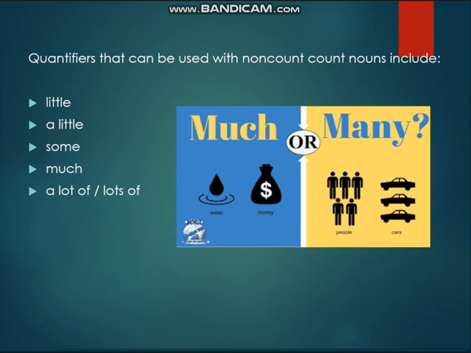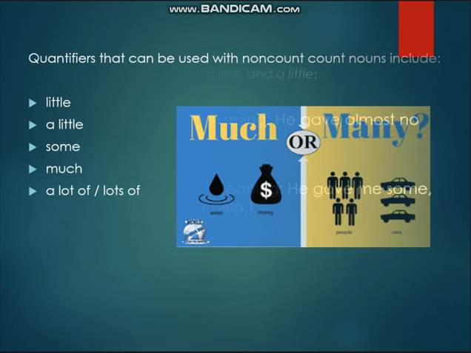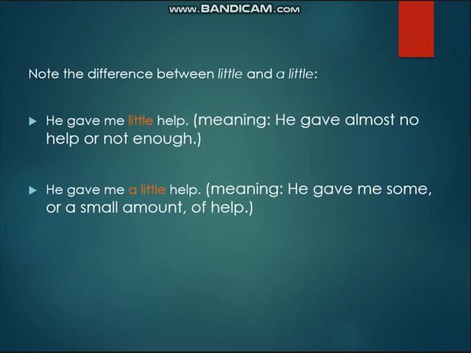Quantifiers that can be used with non-count nouns include little, a little, some, much, a lot of, lots of. Know the difference between little and a little. He gave me little help. It means that he gave almost no help or not enough. He gave me a little help. It means that he gave me some or a small amount of help.